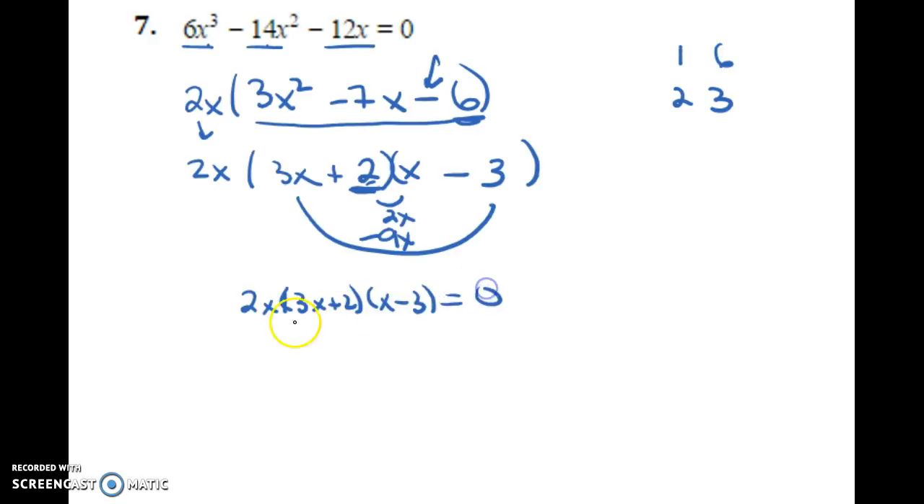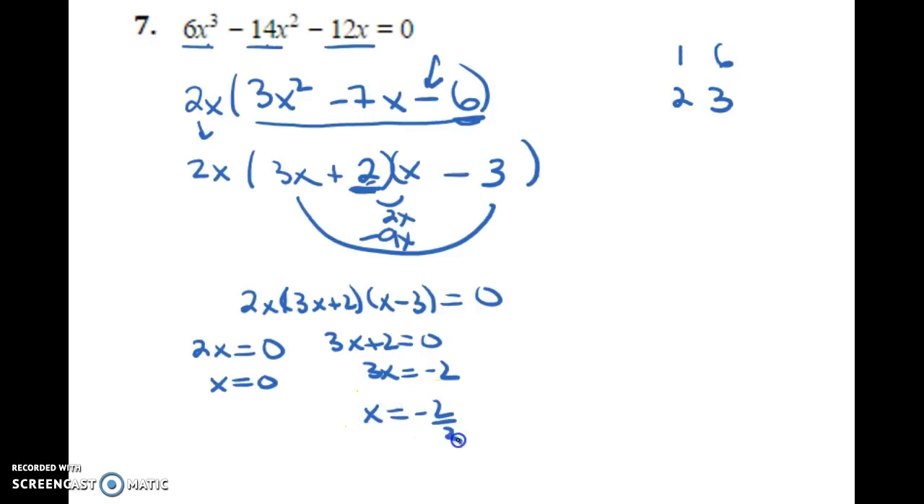0. So that means that each part of this could equal 0. If 2x equals 0 and I divide both sides by 2, x equals 0 is an answer. If 3x plus 2 equals 0, and I subtract 2, 3x equals negative 2. I then would divide by 3, so x would equal negative 2/3. And if x minus 3 equals 0, and I add 3 to both sides, x equals positive 3. So my solutions would be 0, negative 2/3, and 3.